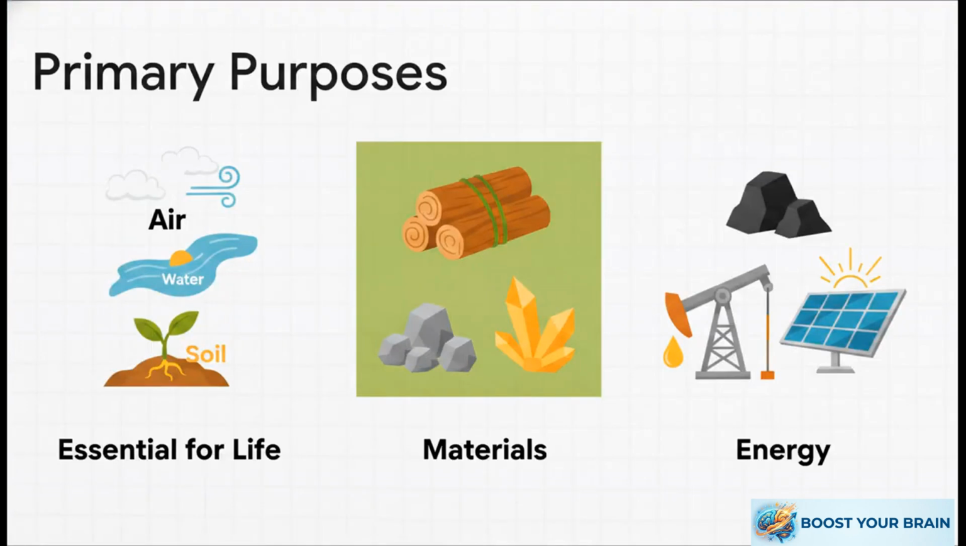Now we can easily group these resources into three main buckets based on their primary purpose. First, you have resources that are absolutely essential for life: air, water, and soil. We literally cannot survive without these. Second, we have resources for materials. These are the physical building blocks we use to craft our world, like wood for furniture or rocks and minerals for construction. And third, resources for energy. This is the absolute cornerstone of modern living. It's what powers everything around us, whether we're using coal, petroleum, or clean solar power.